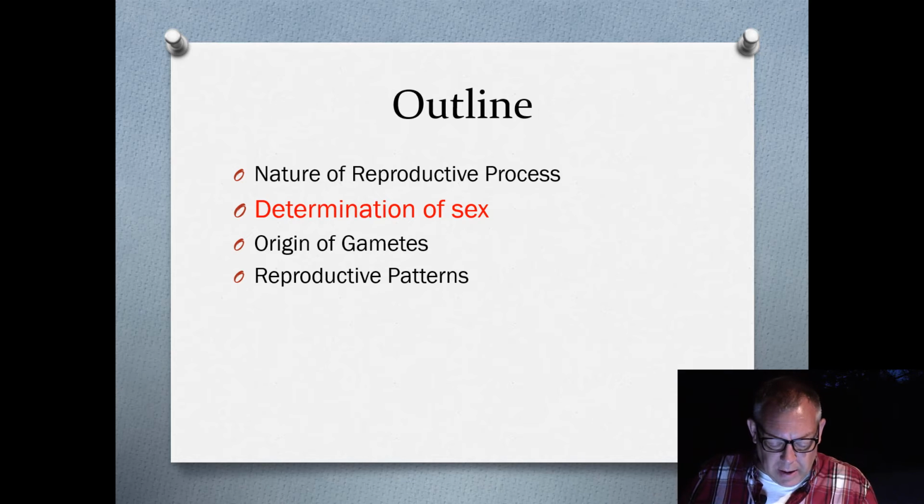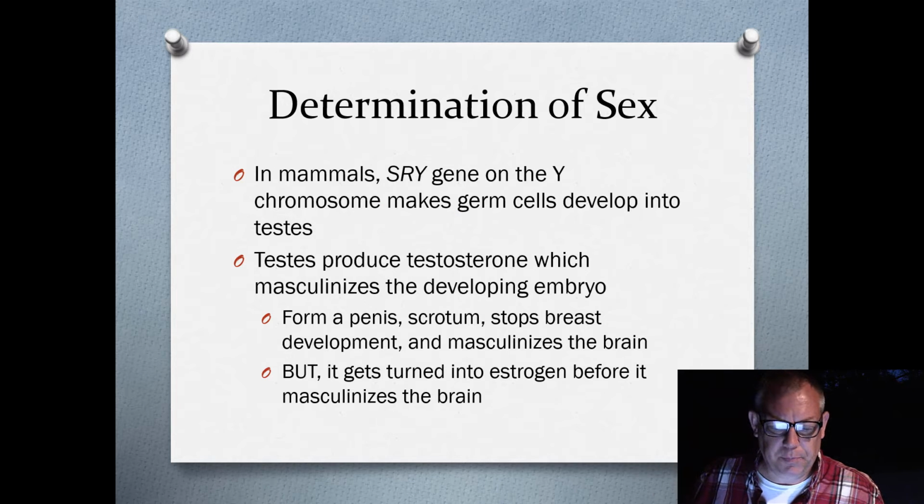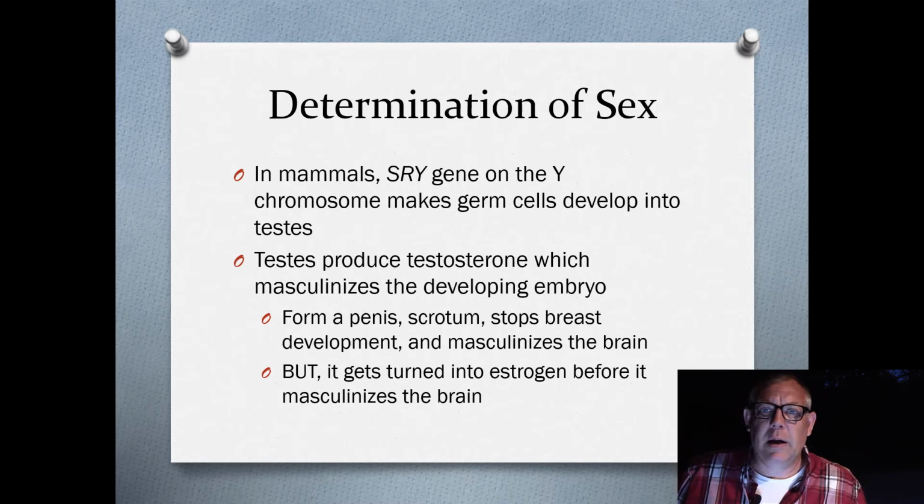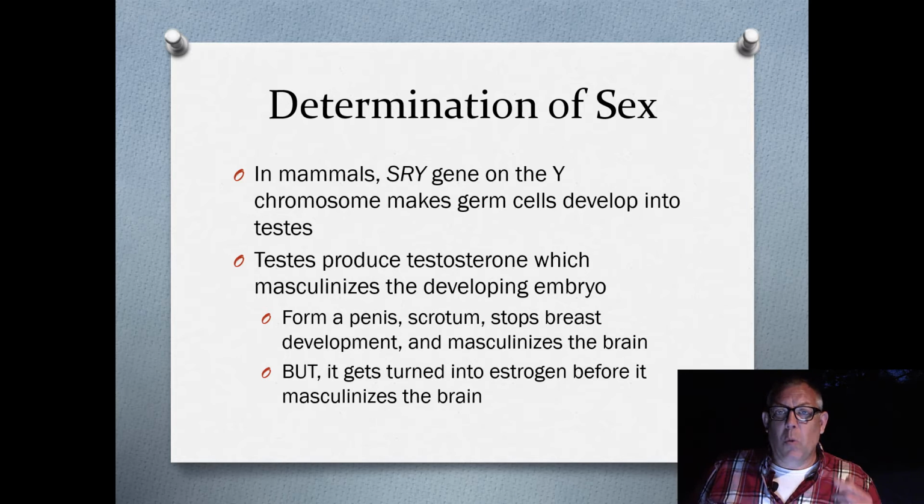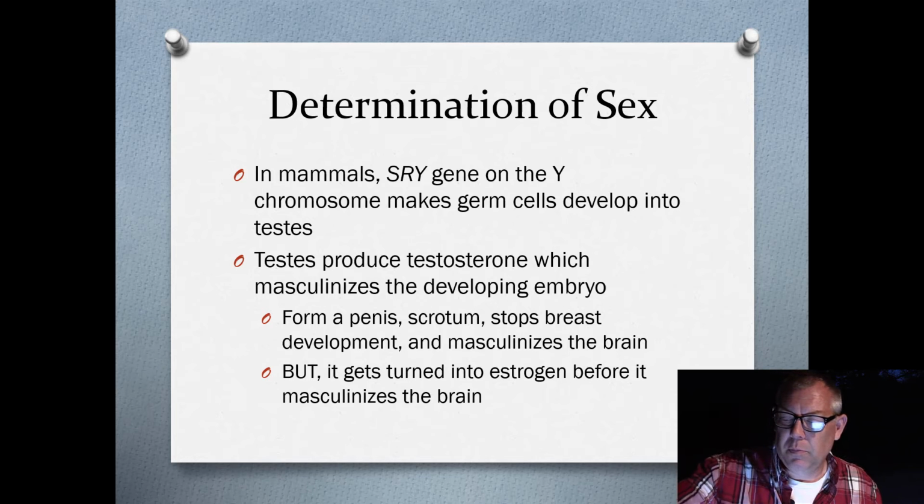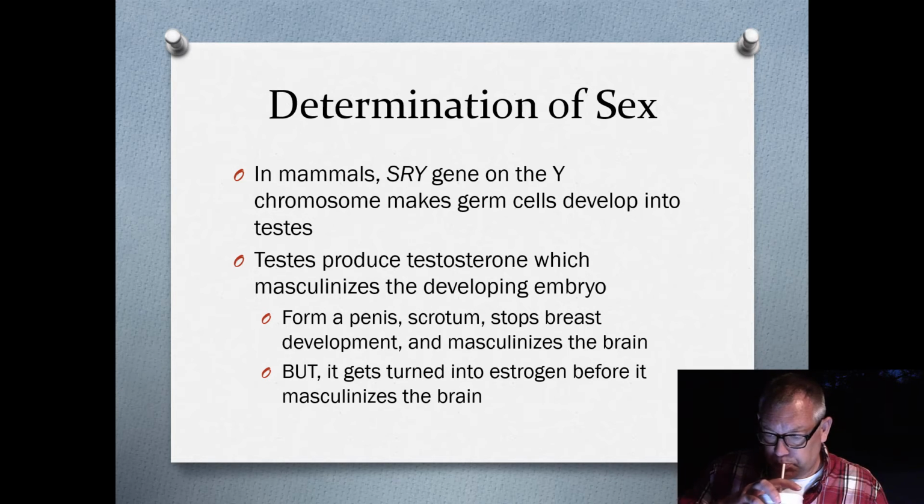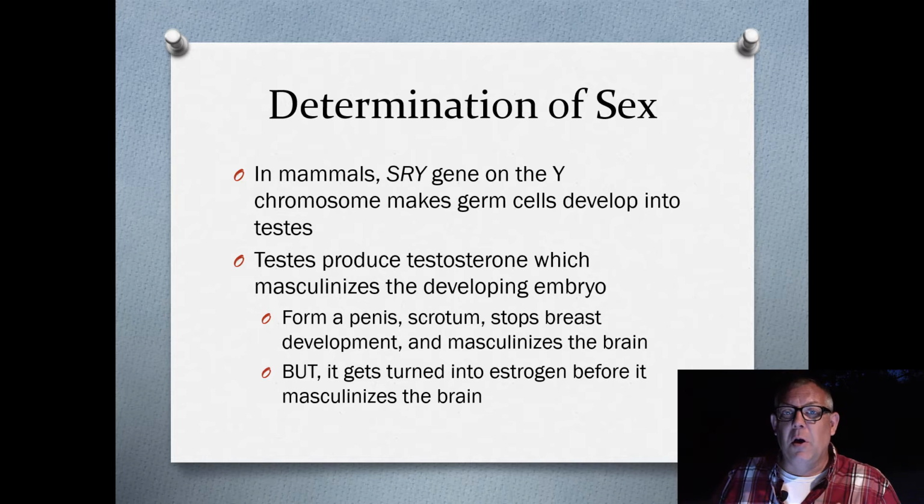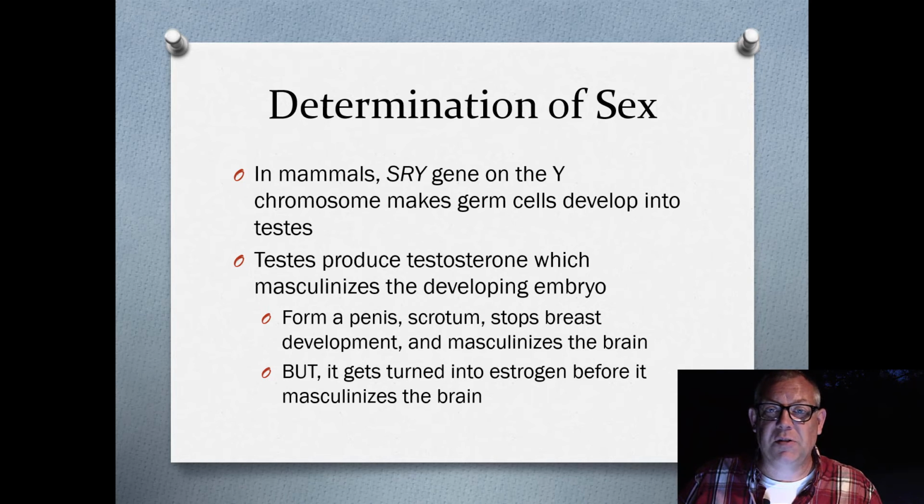Okay, so let's talk about how sex is determined in different animals. So in mammals, there's a gene on the Y chromosome called the SRY gene. And this gene causes germ cells to develop into testes. And so the end result of this SRY gene is to produce testes in the growing embryo. Testes produce testosterone, a hormone. And so the presence of this hormone masculinizes the embryo.